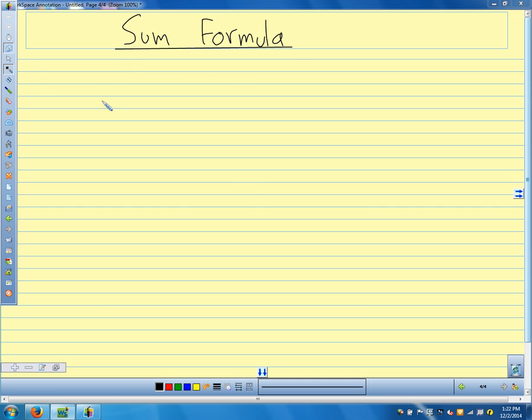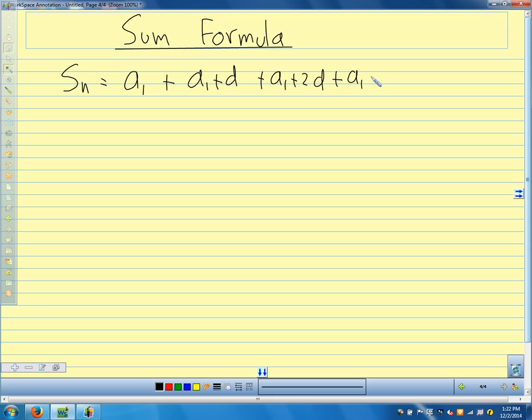All right, so let me write out S sub n. We're going to write out a sum. So I'm just going to write this out. This is going to be a sub 1 plus a sub 1 plus d. That's the next term. I keep adding d. Plus a sub 1 plus 2d. Plus a sub 1 plus 3d. Plus dot dot dot, and we're going to go all the way to a sub n. So we just keep adding d to get our next term on there.